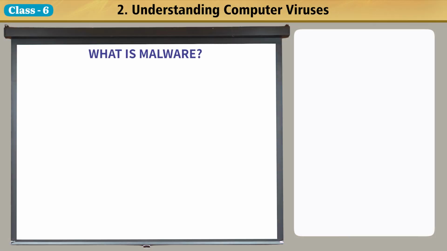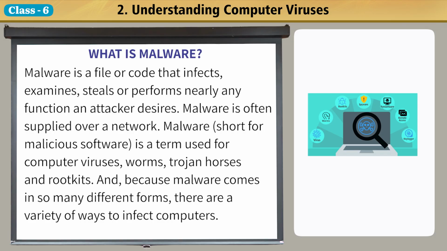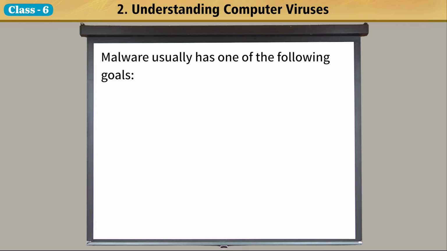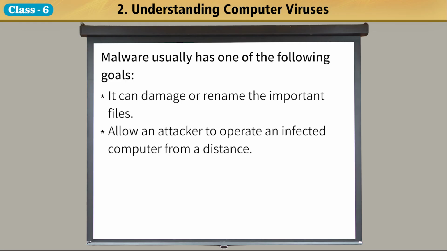What is malware? Malware is a file or code that infects, examines, steals or performs nearly any function an attacker desires. Malware is often supplied over a network. Malware, short for malicious software, is a term used for computer viruses, worms, Trojan horses, and rootkits. And, because malware comes in so many different forms, there are a variety of ways to infect computers. Malware usually has one of the following goals. It can damage or rename the important files. Allow an attacker to operate an infected computer from a distance.